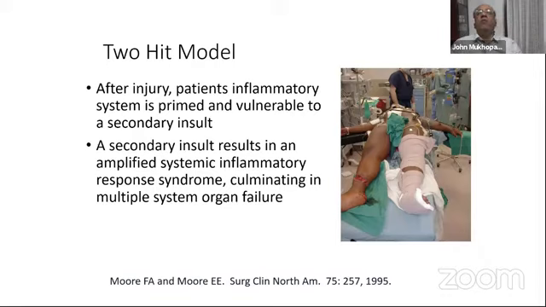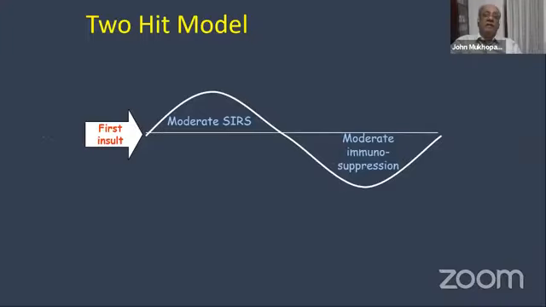So this two-hit model was proposed by Moore and Moore from Denver. And they said that after the first insult, the patient's inflammatory system is primed and is vulnerable to a second insult, and a secondary insult results in an amplified systemic inflammatory response syndrome, which may then culminate in multi-system organ failure. So this was the model they proposed. The first insult causes a moderate systemic inflammatory response syndrome and also a moderate immune suppression. This is the so-called CARS, or the compensatory anti-inflammatory response syndrome.